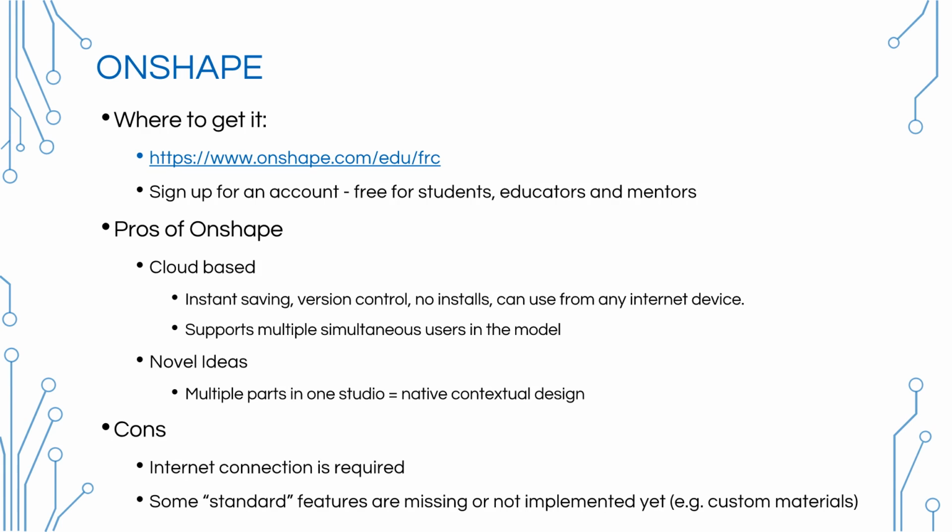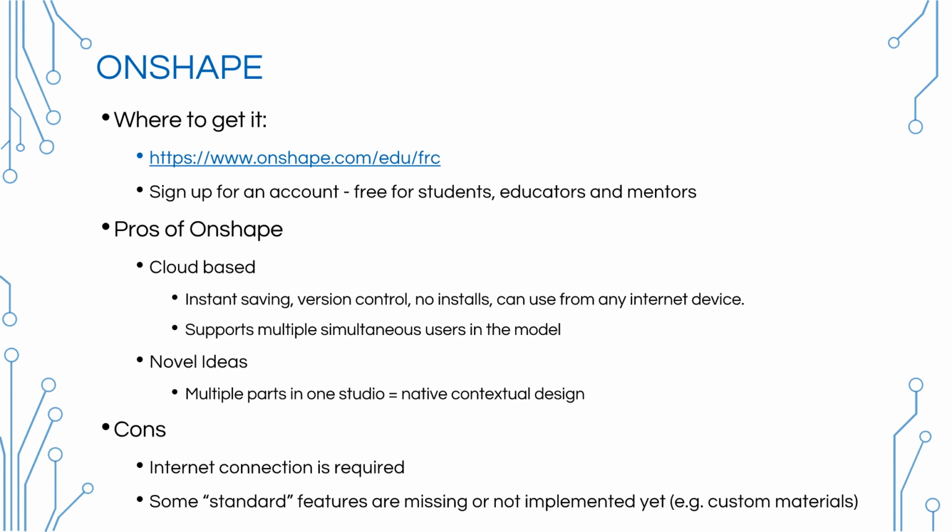Now, the downside is you need an internet connection at all times. So, if you're at a school where you don't necessarily have access to the internet all the time, or the computers at school are restricted and you can't get to OnShape, and students don't have access to the Wi-Fi, that can be a challenge.